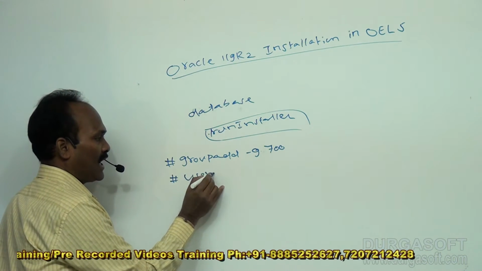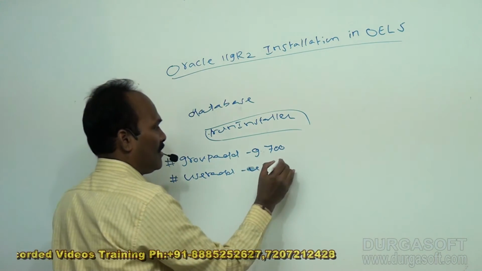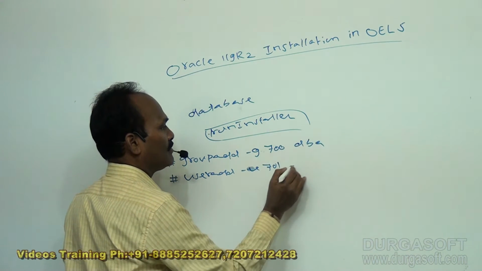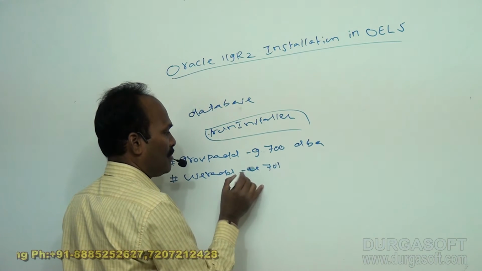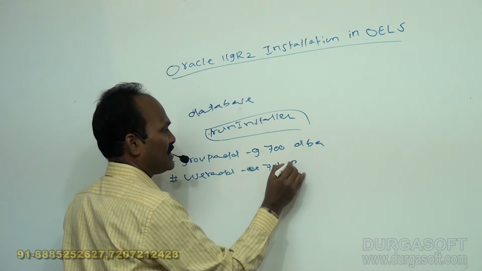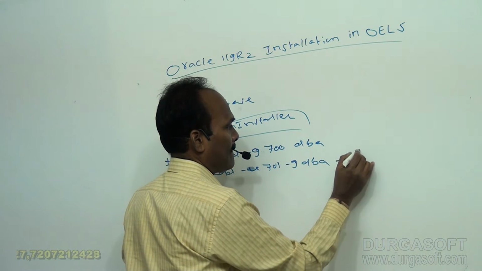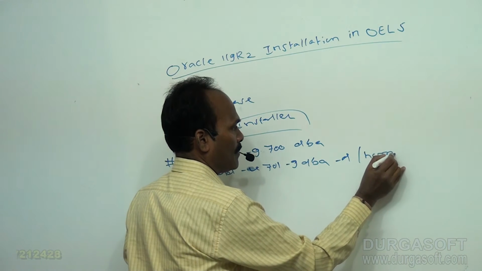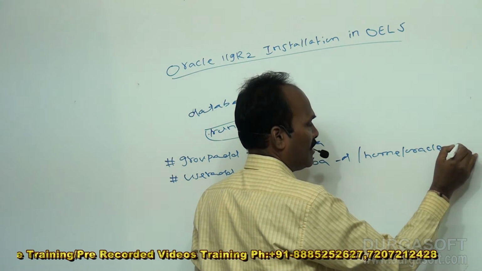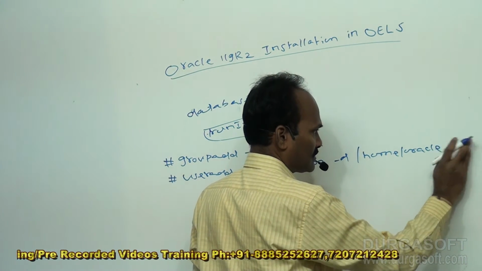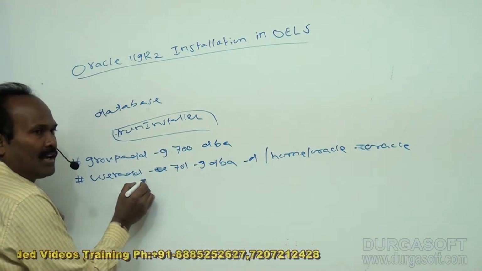Using the useradd command: useradd -u 701 -g dba -d /home/oracle oracle. You have to add this Oracle user under the DBA group. -u 701, -g dba, -d I will explain this, home, oracle, otherwise simply you can say oracle. Now this command is going to create a user called oracle.